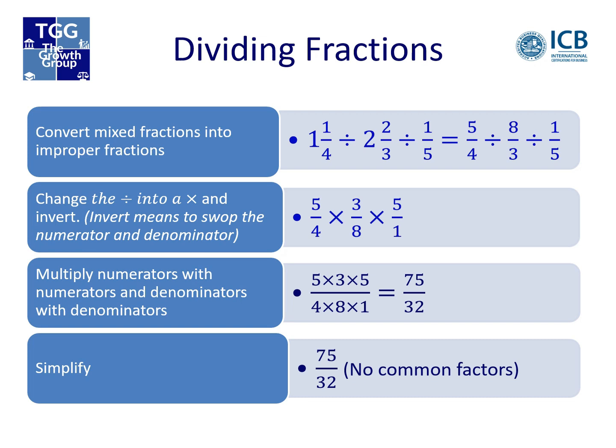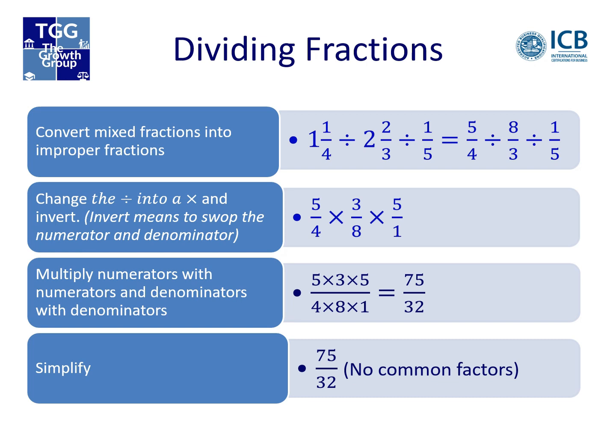Then the second thing we do is we change all the division signs into multiplication signs and we invert. And to invert means to swap the numerator and the denominator. So we say 5/4 instead of divided by 8/3 we say multiplied by 3/8, and instead of saying divided by 1/5 we say multiplied by 5, or just 5 over 1.